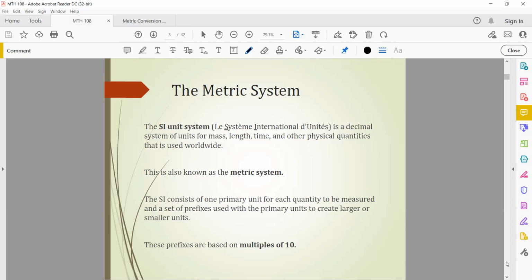For example, and of course we'll go through the details, you can have a meter, or you could have a kilometer, which is 1,000 meters. So meter in that case would be the unit, and whatever you put in front of it tells you how much of that unit you have.